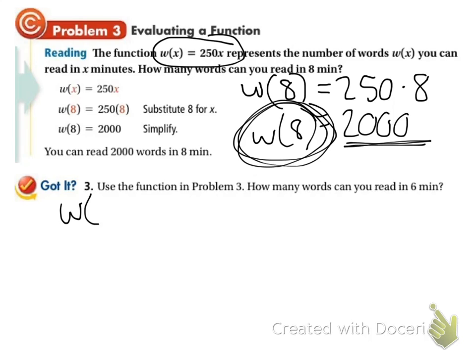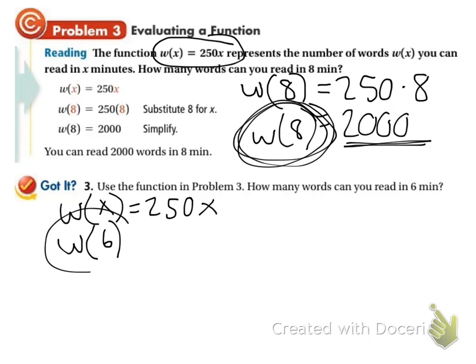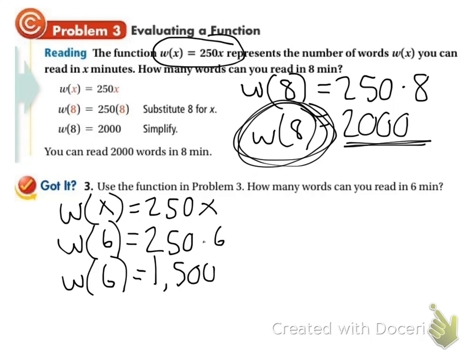So we want to know how many words can you read in 6 minutes. So here's our function again. And so I'm going to plug in 6 for x. So this whole thing right here is telling me the number of words I can read in 6 minutes is 250 times 6. And then I can simplify that. So the number of words I can read in 6 minutes is 1,500. And I'm done there.